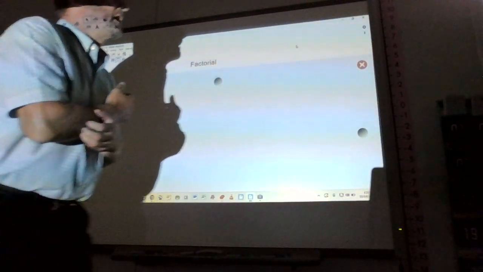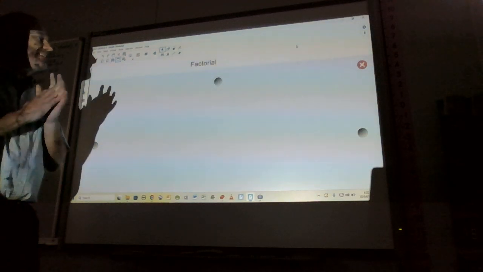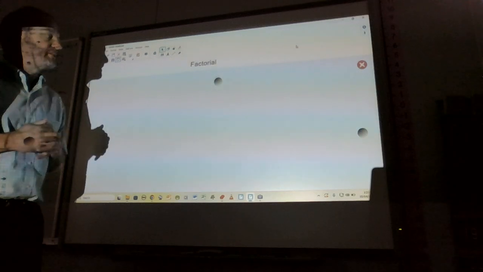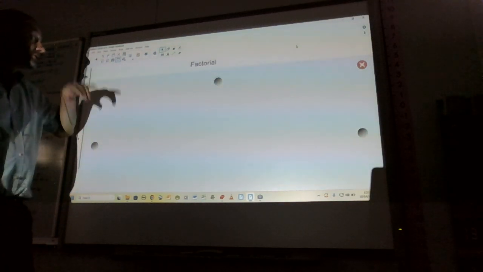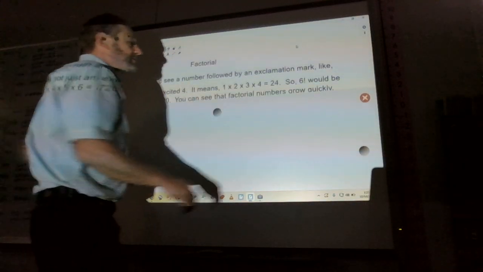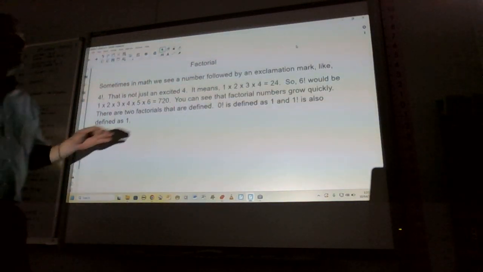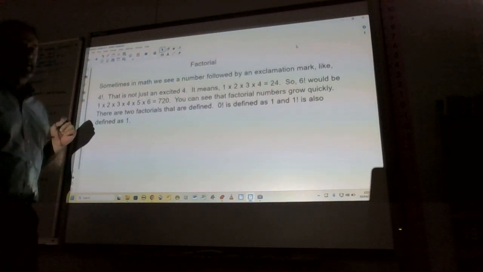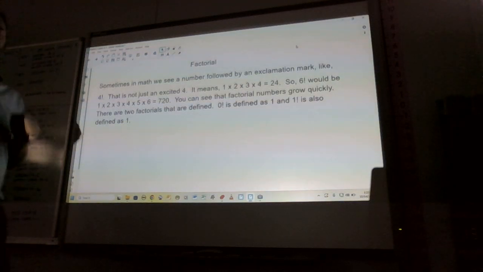Hi guys. We're going to talk about the natural base e today, and before that we need to have a little refresher on something called factorial. Some of you may not have seen this before, so we're going to talk about that today. So sometimes in math we see a number followed by an exclamation mark, like 4 exclamation mark right here. That's read 4 factorial. It is not just a very excited 4.